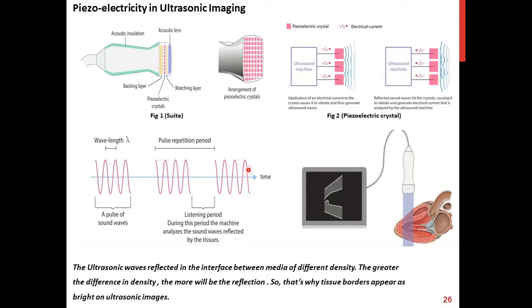It is explained by this figure that we have certain waves produced by the body, and these are reflected by certain tissue, as indicated in this figure. These tissues are indicated by white line borders, which indicate the cavity of a certain organ. As the brief explanation given below says, the ultrasonic waves reflect at the interface between media of different density. The greater the difference in density, the more the reflection, so that's why tissue borders appear bright on ultrasonic images.